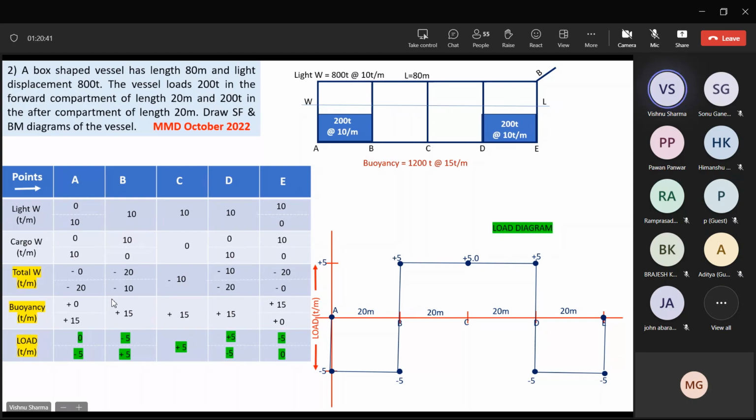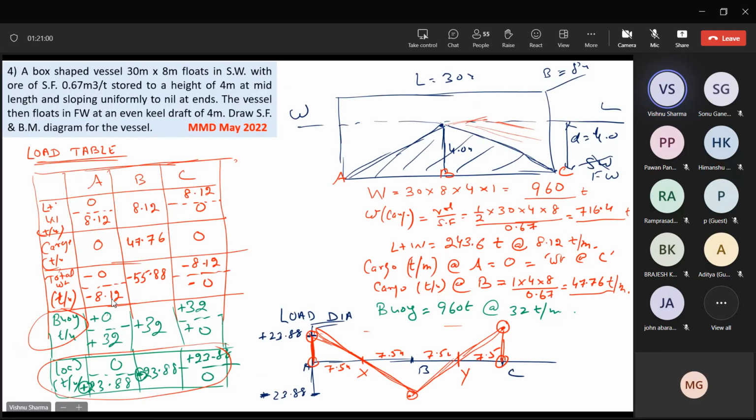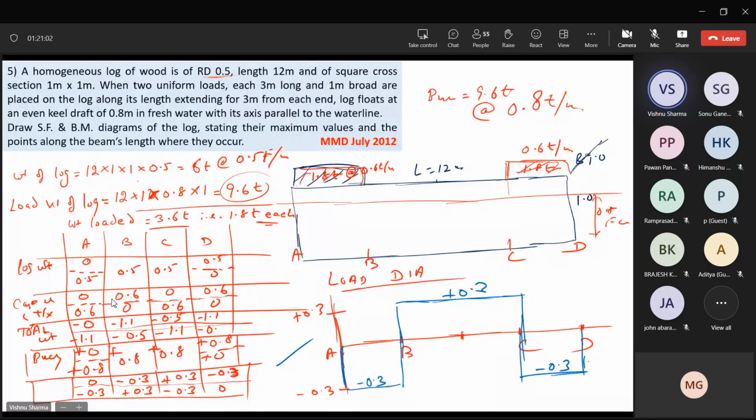Yes, sir. Okay. So that load diagram and this load diagram are exactly identical. Instead of minus 5, that is minus 0.3. Instead of 20 meters, you have 3 meters each. So only the spacing and the values have changed. Rest everything is here. So guys, can I take it that you'll be able to complete this question number 5? Yes or no?